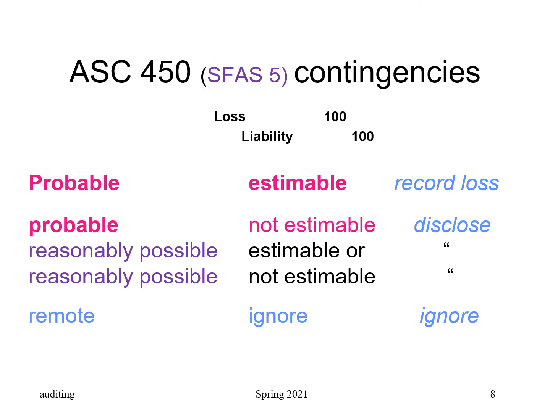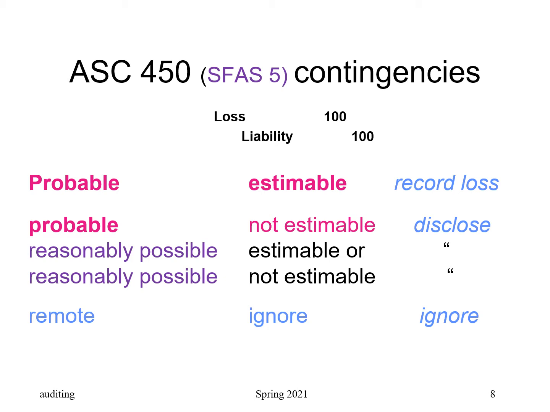We record contingencies when they're probable and the amount can be estimated. Then we're going to make a journal entry and record the loss. If it's probable, but we can't estimate the amount, we're going to disclose it. You can't record a journal entry unless you can estimate the amount. If it's reasonably possible, then we're going to disclose it in a footnote. If it's remote, we're just going to ignore it.